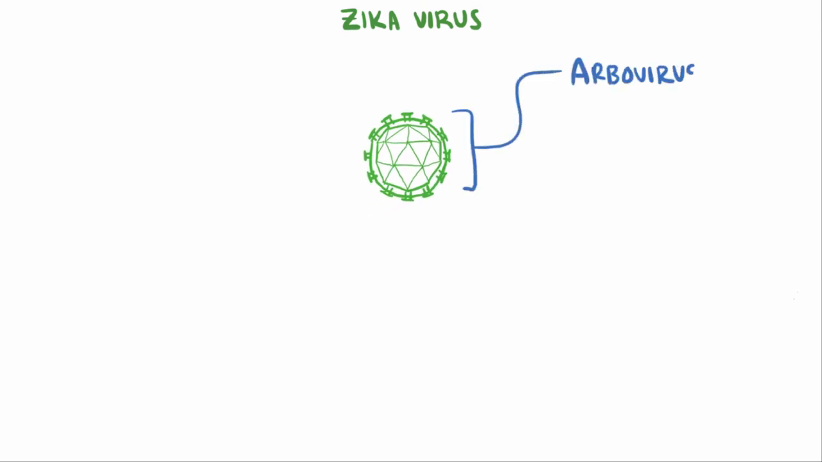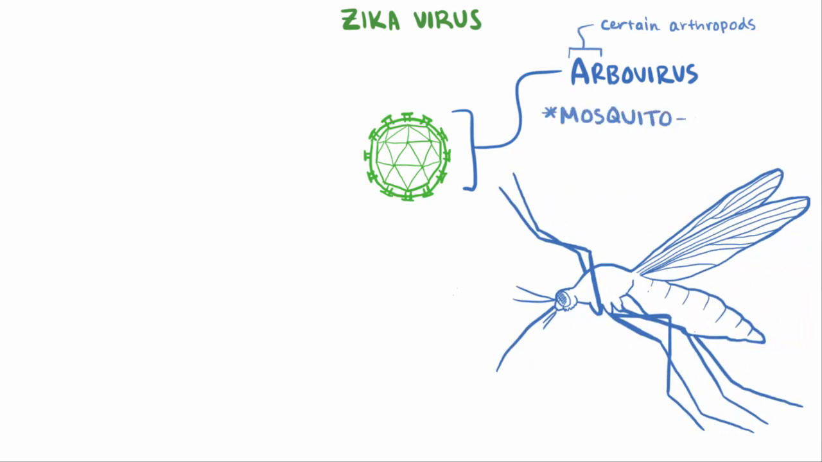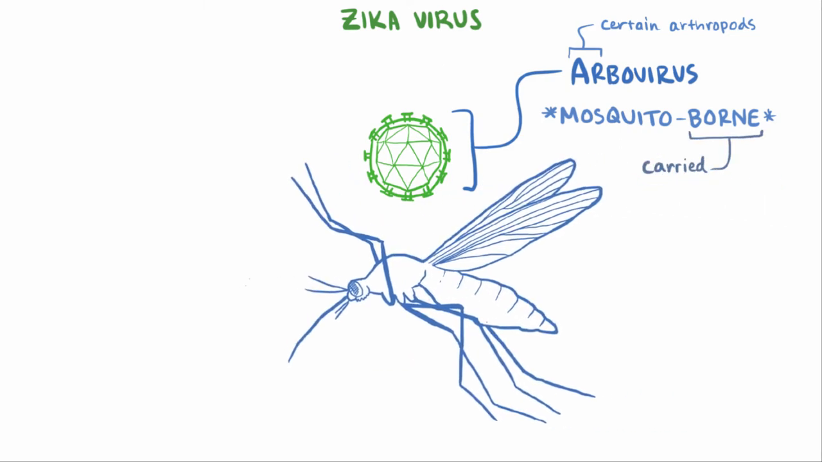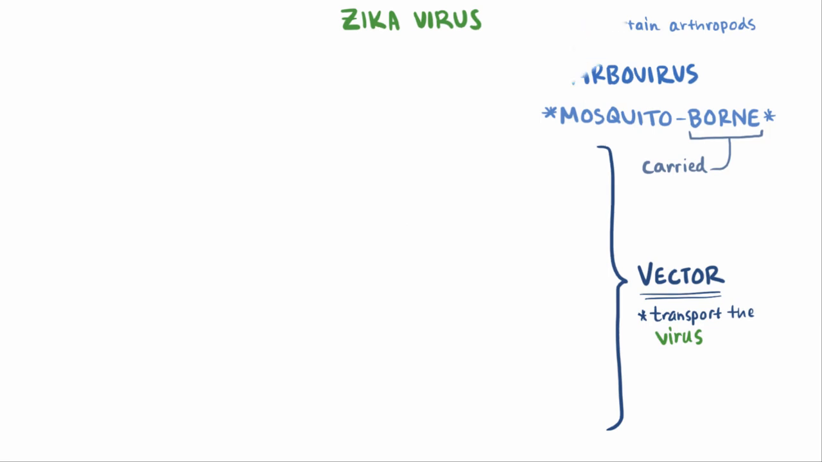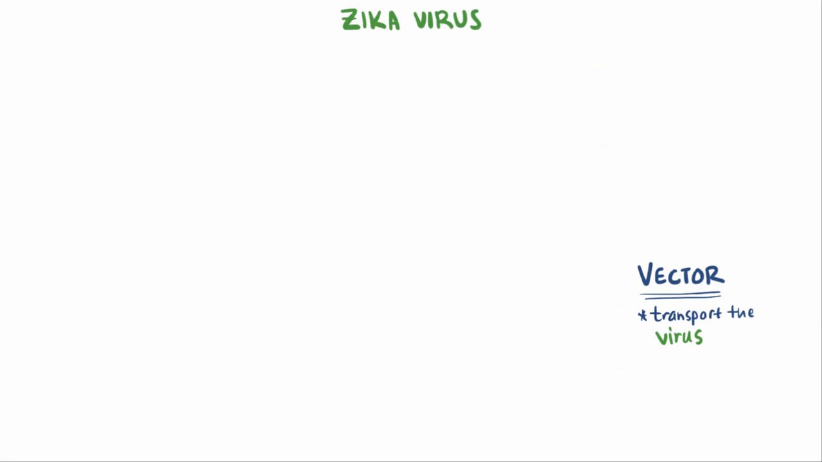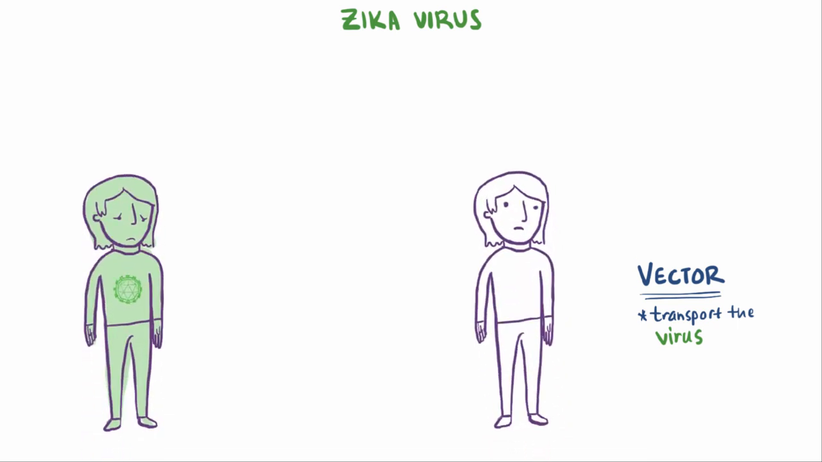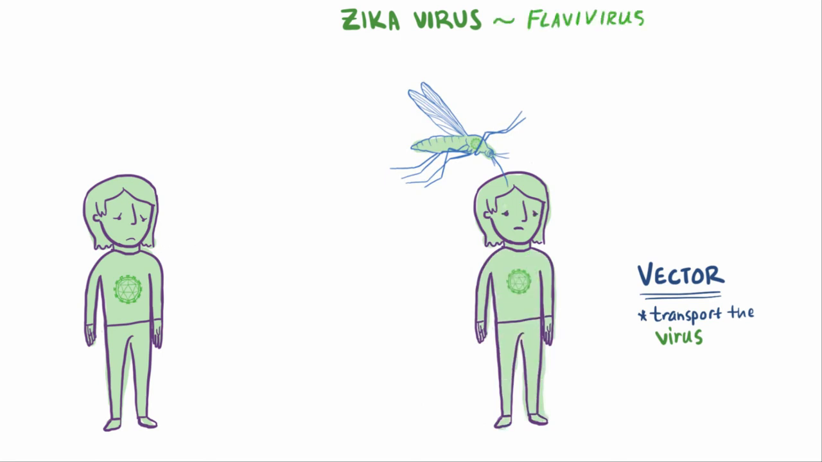Zika virus is an arbovirus, meaning it's transmitted via certain arthropods, specifically mosquitoes, so it's a mosquito-borne virus. Mosquito-borne doesn't mean that the virus is born in the mosquito, though, but it's borne with an E, which means carried or transported. Sometimes we call organisms like this vectors, where all they do is transport the virus. So with the Zika virus, just like other mosquito-borne viruses like dengue fever, yellow fever, Japanese encephalitis, and West Nile virus, the mosquito acts as a vector that transmits the virus from one person to the next. These viruses are all in the genus Flavivirus.